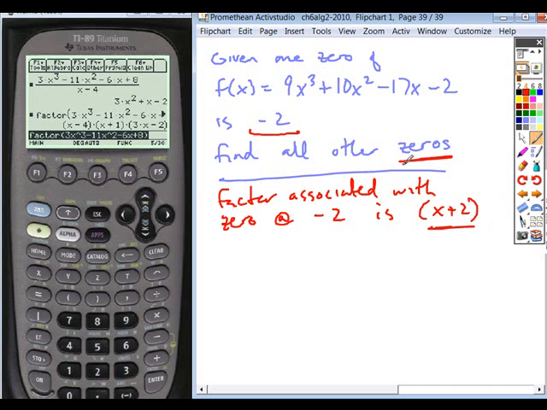But if you're asked for zeros, so you're looking for these, are you asked for factors? Are you asked for solutions? What could you use to find zeros? Yeah, it's a solution, right? Zeros occur when what is 0?